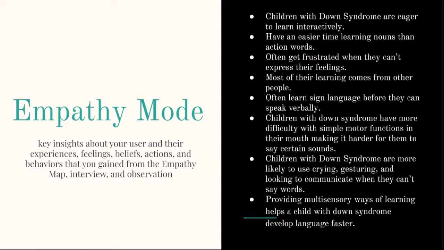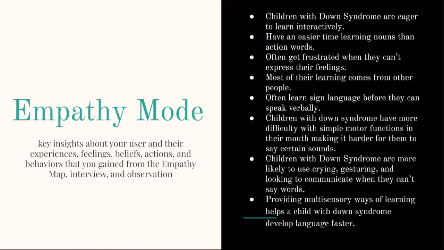Children with Down syndrome also often learn to sign before they can speak verbally. This could be due to the fact that they have a harder time with simple motor functions in their mouth. This makes it harder for them to say certain words. So often, children with Down syndrome learn sign language before they can speak verbally and start to associate certain signs with certain words.